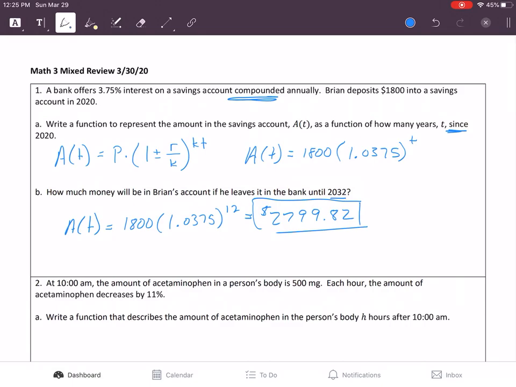Now again, this formula is based on the fact that we're compounding annually, or compounding interest. The annually tells you what the k value is. Since annual is once a year, k is going to be 1.